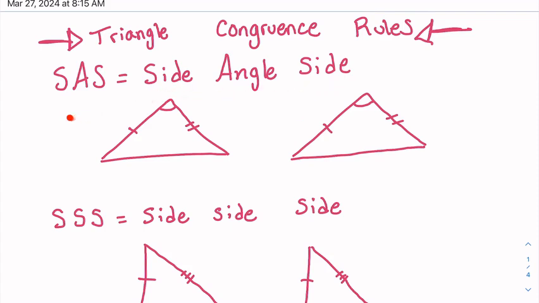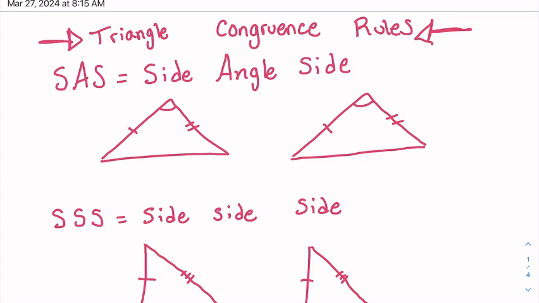We shorten it and say SAS, and this is a rule that tells you that if we know that a side, an angle, and a side in that order are congruent on two triangles, then we know that these two triangles are congruent. It's a neat little rule because you don't need to know all of the information. You don't need to know all three angles and all three sides. All you need is a side, an angle, and a side that are next to each other in order to determine that they are congruent.